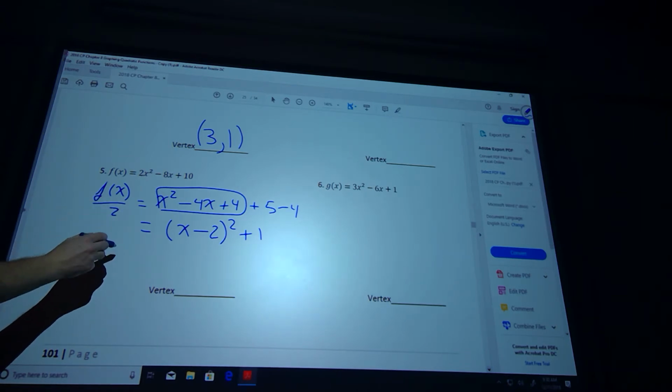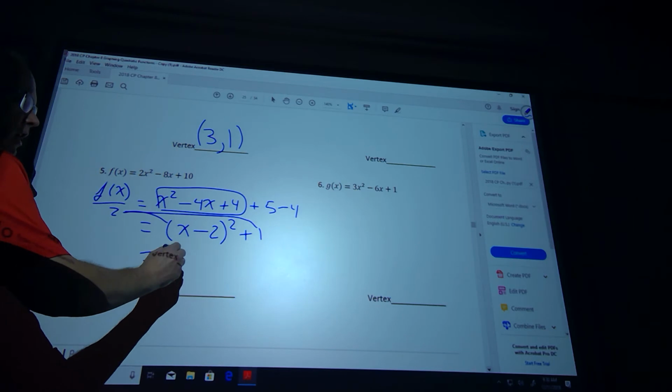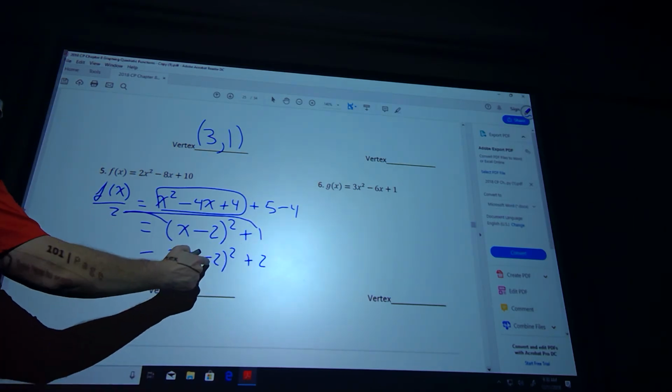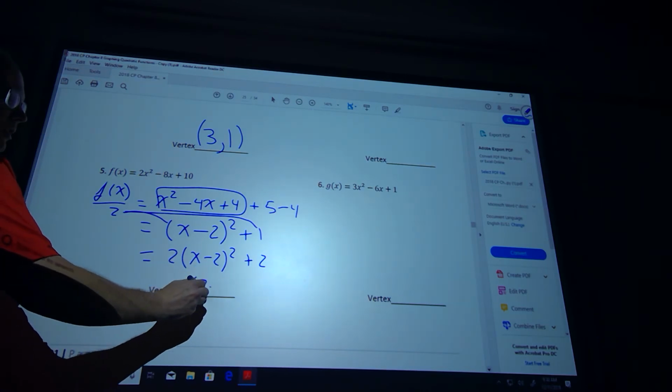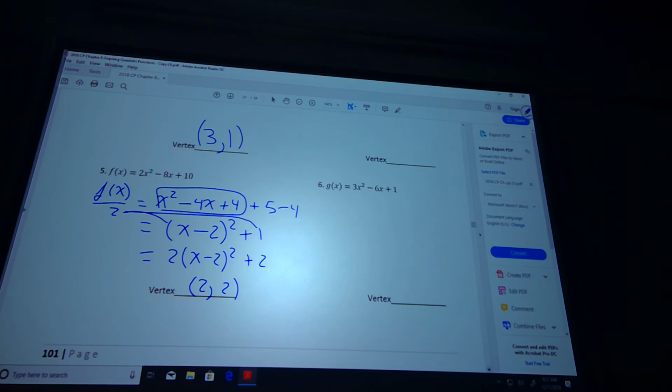Remember this 2 right here? We need to make sure we multiply it here and here. So it's going to be out front. So now my vertex is going to be opposite of that 2, so it's positive 2, and then outside positive 2. That 2 just deals with how fast it grows when we graph it.